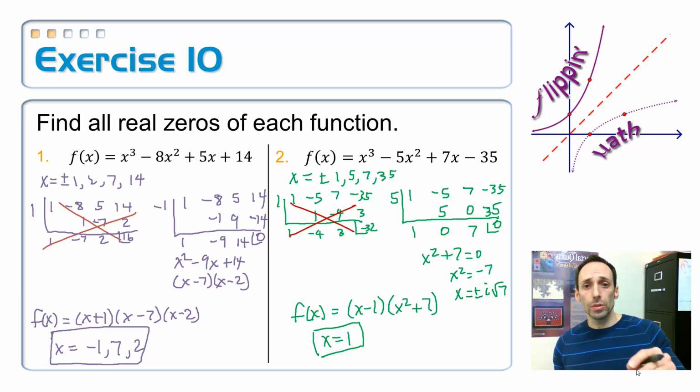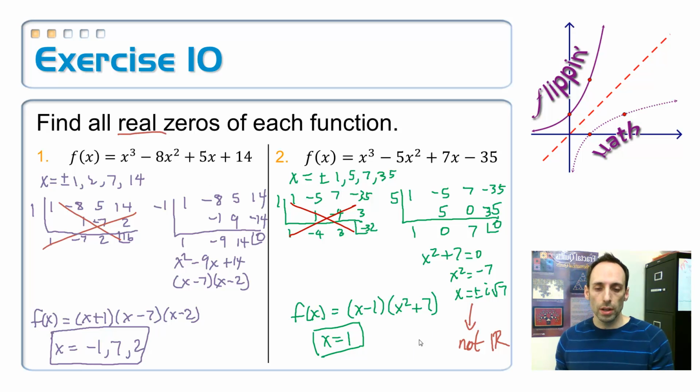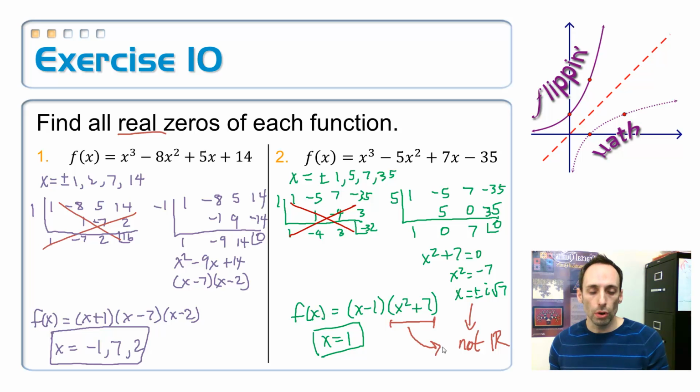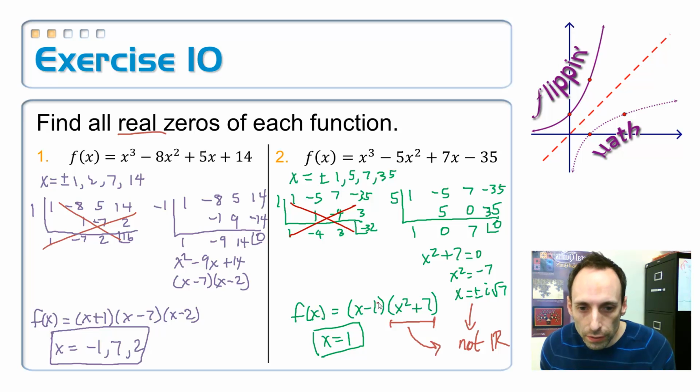Well, if you set that equal to 0, subtract the 7 over, take the square root, it's imaginary. So these ones right here are not real. And it says to find all the real zeros, so I can ignore those. So I factored it as x minus 1 times x squared plus 7. I'm not going to get any real ones from here. So right there, not real ones. And I'm only left with the 0. Ah, not 1. This is a 5. Oh my gosh.